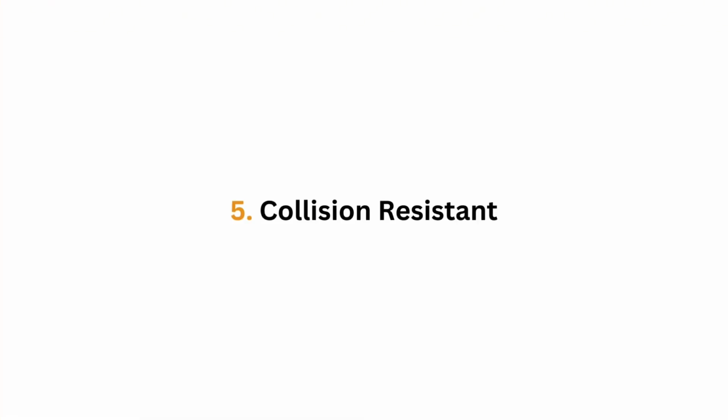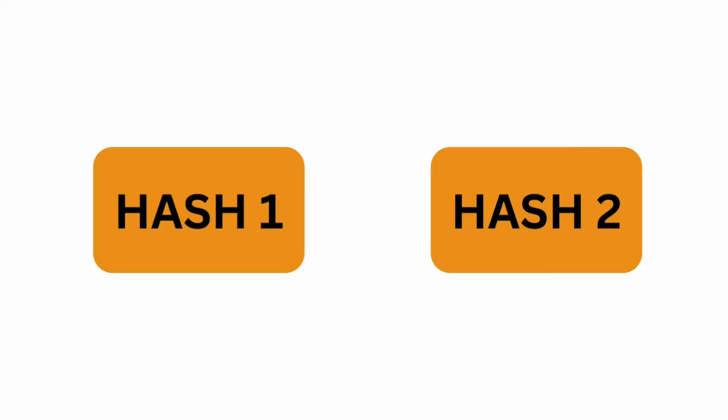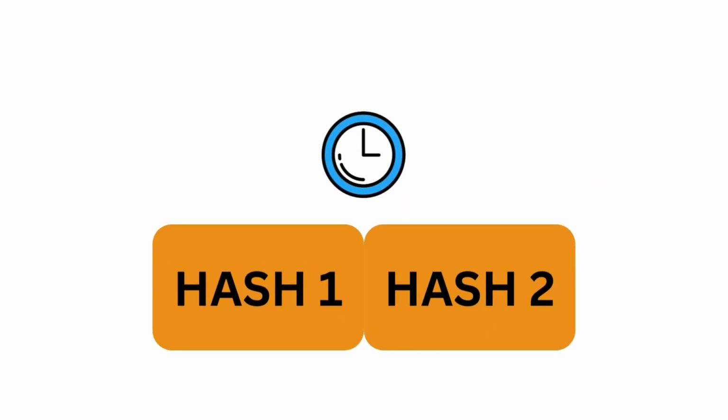Property 5, collision resistant. Collision resistance means that each input will have its own unique hash. Having 2 different inputs that result in the same hash is known as a collision. No hash function is completely collision-free, but much like the timeline of the brute force attack we described before, it takes so long that it doesn't matter.